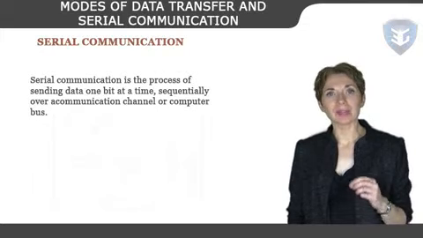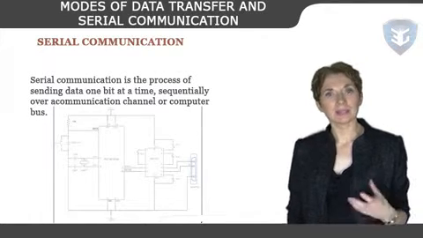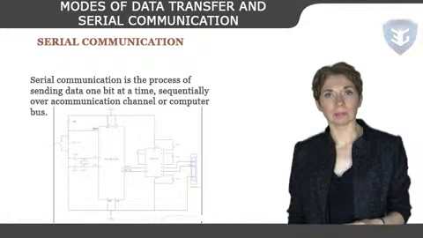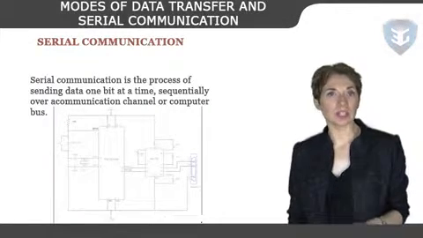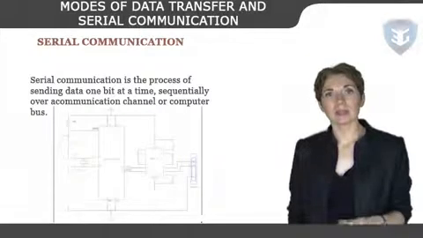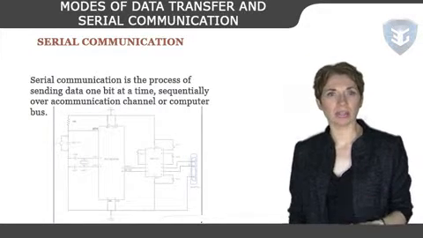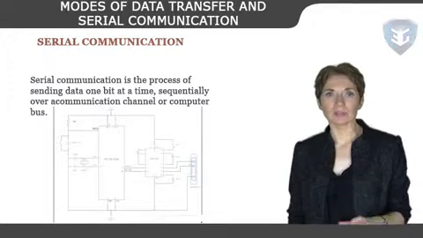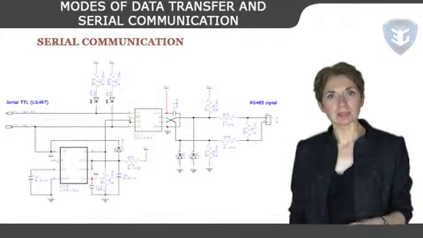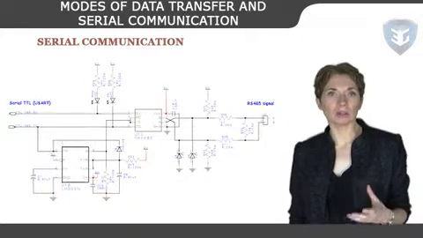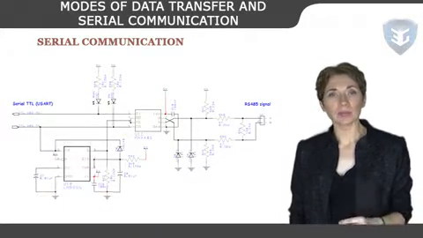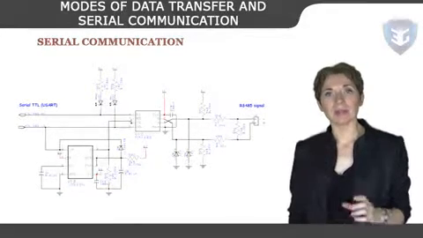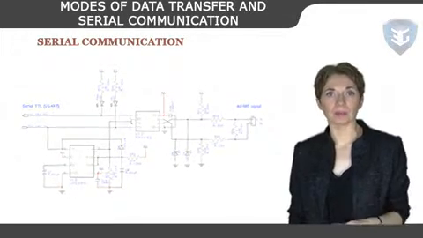Now we will learn about serial communication. Serial communication is the process of sending data one bit at a time, sequentially over a communication channel or computer bus. This is in contrast to parallel communication, where several bits are sent as a whole on a link with several parallel channels. Serial communication is used for all long-haul communication, and most computer networks, where the cost of cable and synchronization difficulties makes parallel communication impractical.